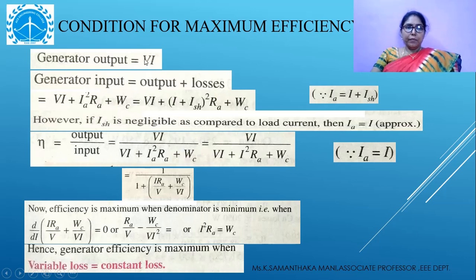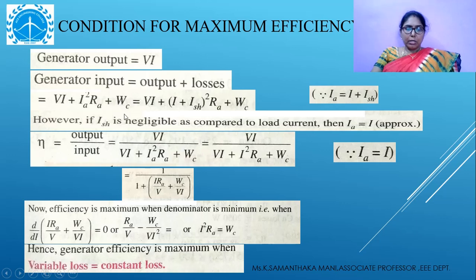What is the output? V into IA is your output, and it is known to you that the major losses are two: copper losses and constant losses. Constant losses are represented by W suffix C, and copper losses are represented with IA square R. Here I would like to stress one point: for the losses we are going to calculate, we are assuming that the shunt field current is negligible. So I am assuming Ia is equal to I. Rewriting this equation, in general, this will be VI plus Ia square Ra plus Wc.